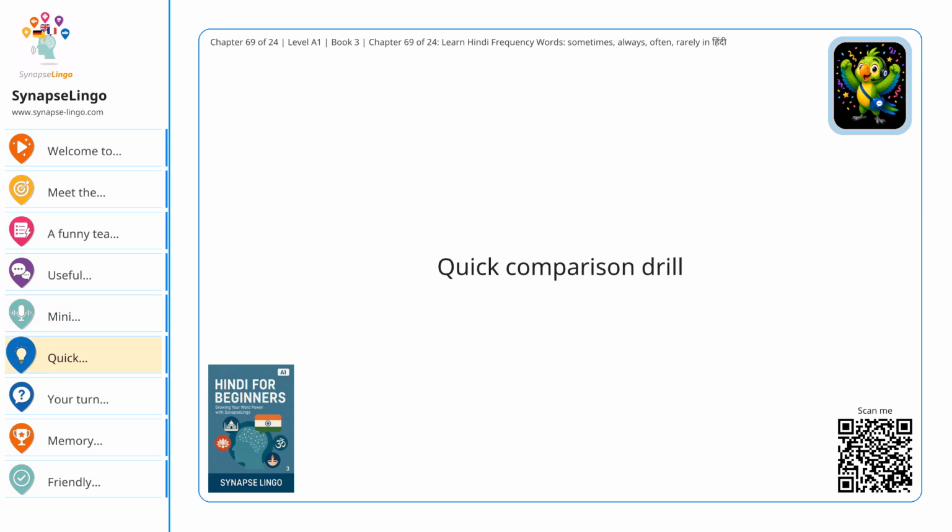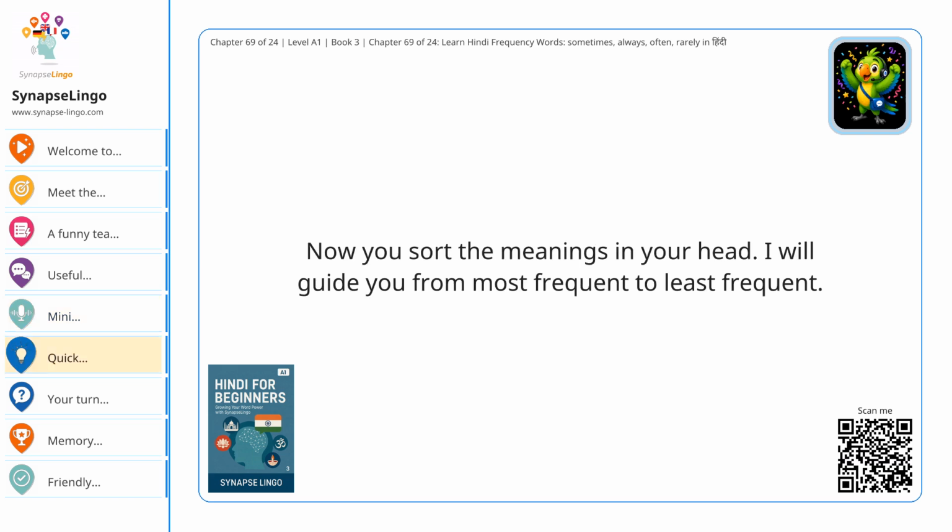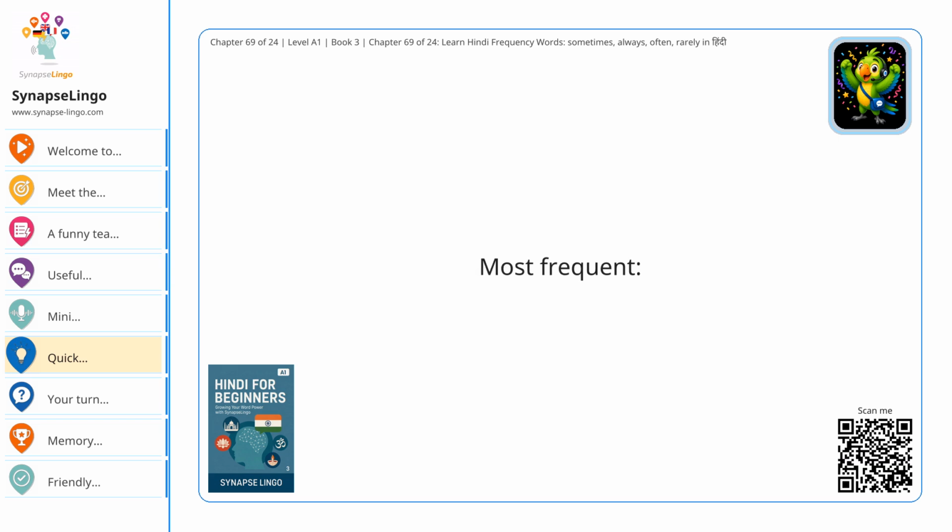Quick comparison drill. Now you sort the meanings in your head. I will guide you from most frequent to least frequent. Most frequent: हमेशा, equals always. Next: अक्सर, equals often. Next: कभी कभी, equals sometimes. Least frequent: शायद ही कभी, equals rarely. Say the ladder with me. हमेशा. अक्सर. कभी कभी. शायद ही कभी.